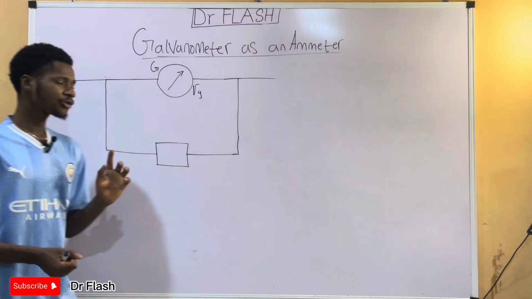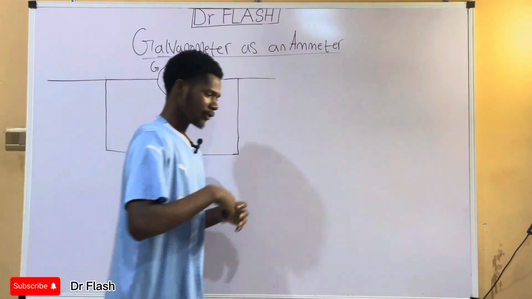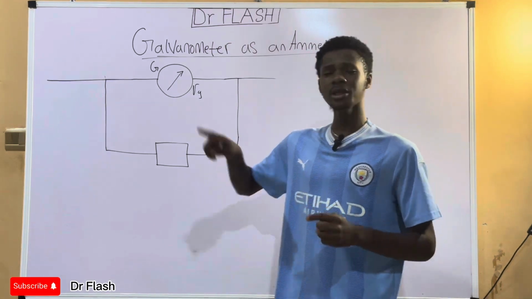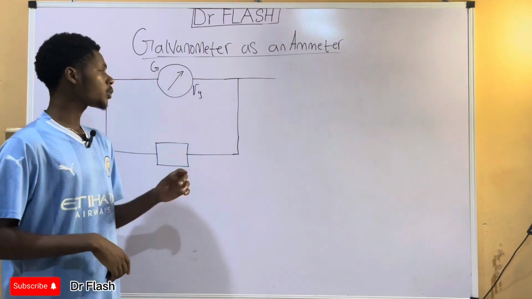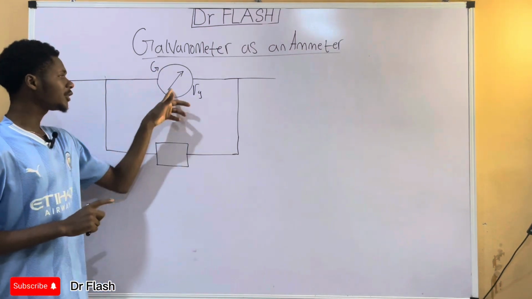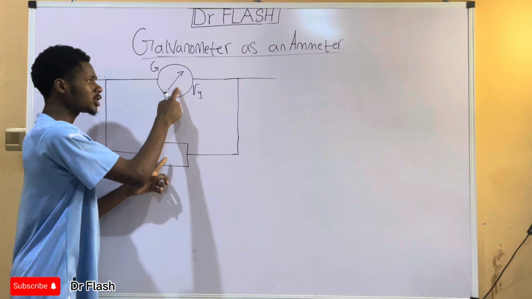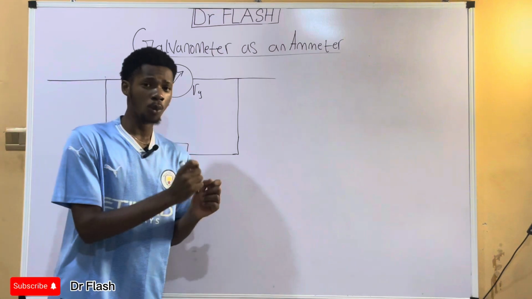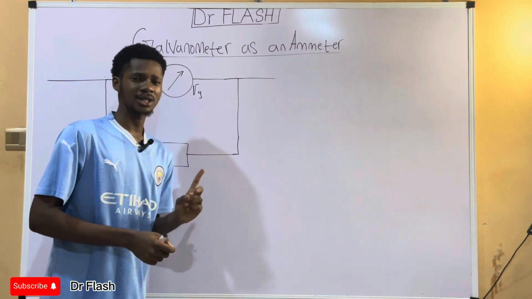To do that, you have to recall that for resistors connected in series, the net resistance is greatly increased, and for resistors connected in parallel, the net resistance is greatly reduced, and the net resistance for a parallel connection is always less than the individual resistors connected in parallel. So if we connect a very small resistance to this galvanometer in parallel, the net resistance will be smaller than this one, which means if the net resistance is so small, almost negligible, we can now use the galvanometer to measure current in the way that an ammeter does.